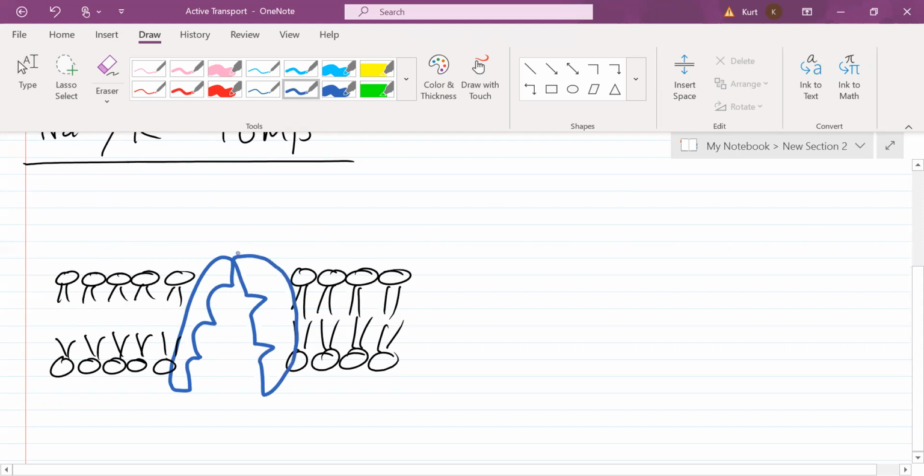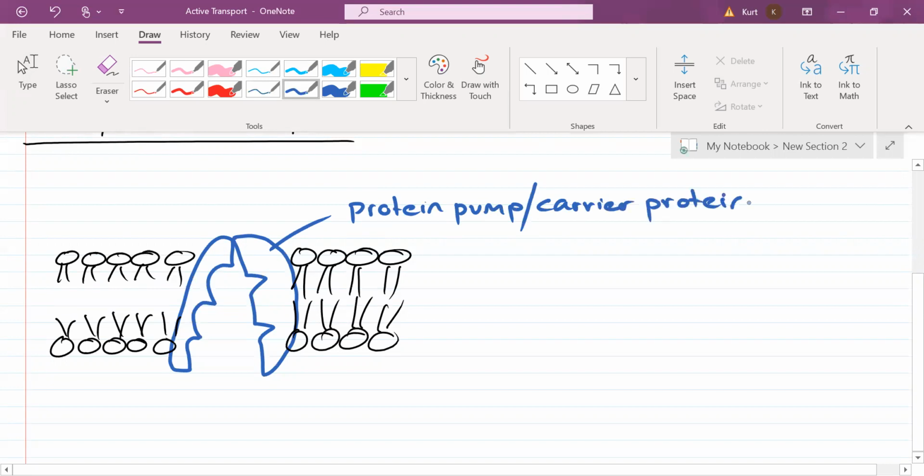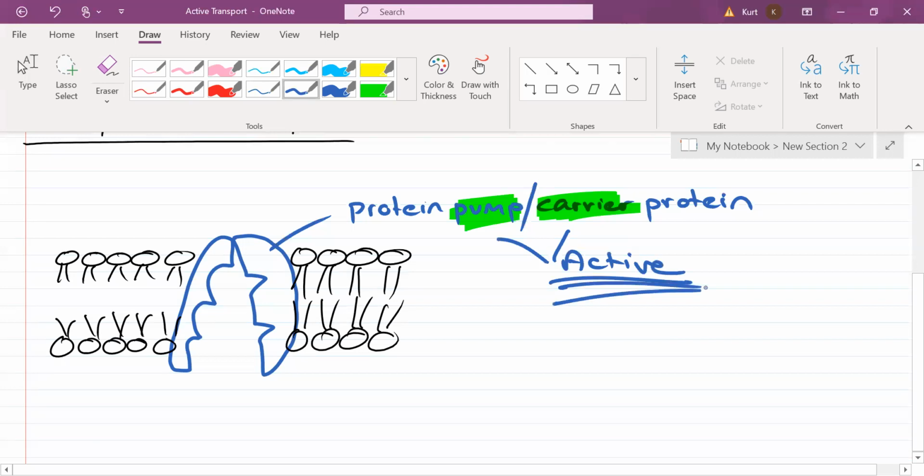So it does not look like this in nature. This is just meant for study purposes. This is called a protein pump, or another word you could use is a carrier protein. Now, as you all can see, it goes through the membrane from one side to the other. So would this be known as a peripheral protein or a transmembrane protein? This is a transmembrane protein. And whenever you see the word pump or carrier, those two words are screaming at you active transport. Whenever you see pump or carrier, that means that it needs energy in order to be used. It requires ATP to operate.